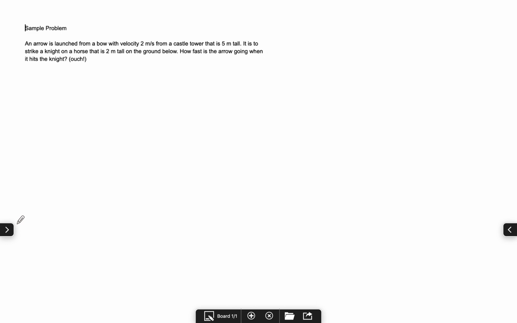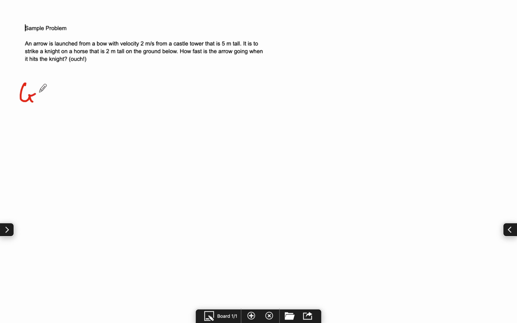Okay, when you're solving any energy problem, you want to locate two events in the problem. So we have an arrow being launched from a bow with velocity 2 meters per second from a castle tower that is 5 meters tall. So that's event one. It's going to strike a knight on a horse that is 2 meters tall on the ground below. That's event two.